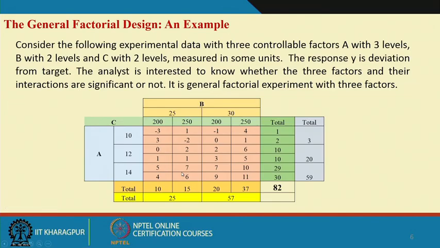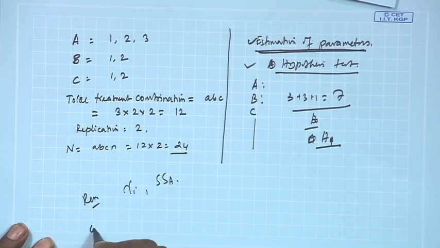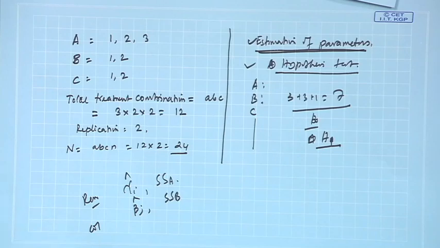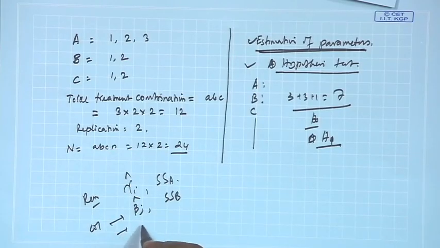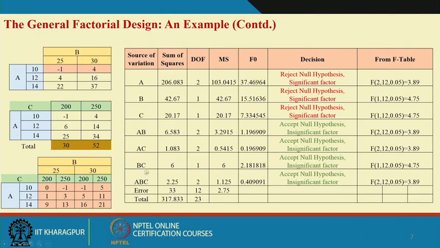From the main table, you find the row total for computation of tau i and SSA. Then the column total will give you the estimate of beta j and SSB, and in the column total there is also the C factor, which gives gamma k and SSC. Similarly, for AB, AC, ABC, and the BC interaction, you create separate tables, and using simple arithmetic operations you will be able to compute all of SSA, SSB, SSC.